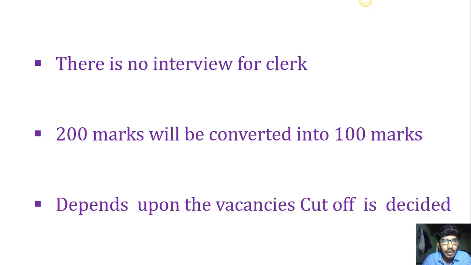Next, there is no interview for clerical. In the previous video I told you there is no interview for clerk, and the final cutoff will be released out of 100 only. They will convert 200 marks into 100 marks and they will release the result, okay. The cutoff varies from year to year because it depends upon the vacancies and the competitiveness. They will fix the cutoff, okay.